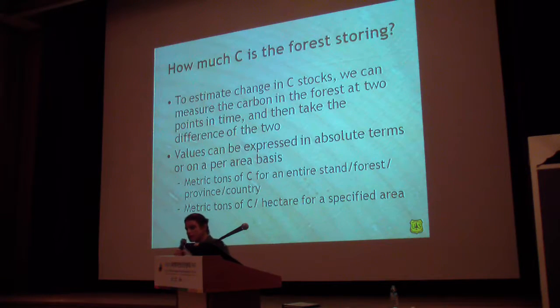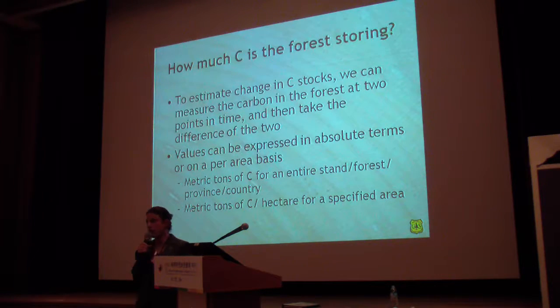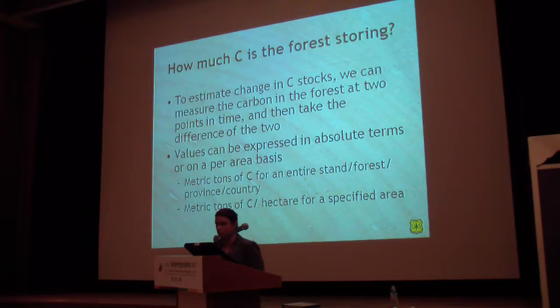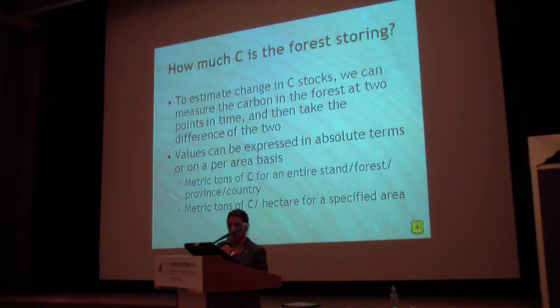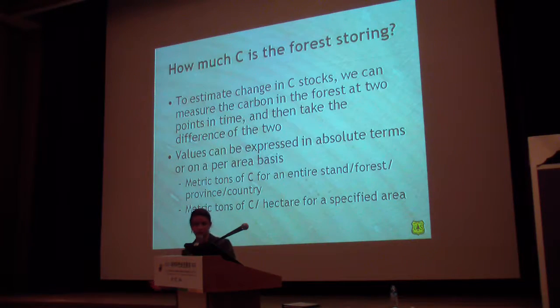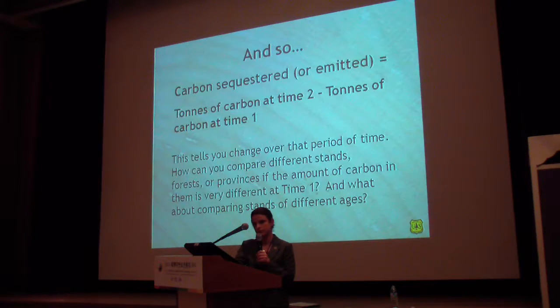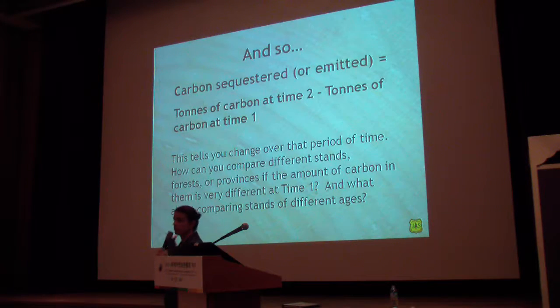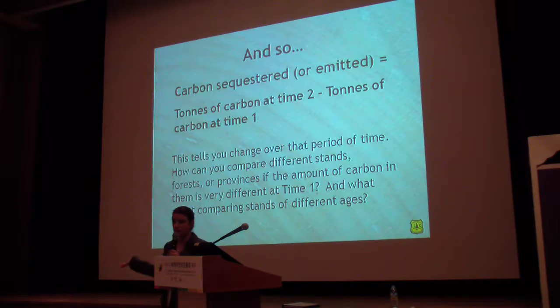You can see this in absolute terms, so it might be for the whole 12-hectare area or whatever your area is, a province, a state, a district. More commonly, I tend to work on a per area basis. It's a lot easier to do that and to compare things when you're on a per area basis than dealing with these large numbers when you scale up to include that area. But that's always just something to pay attention to see which of those you're on. So this is really straightforward. We have time 2 minus time 1.